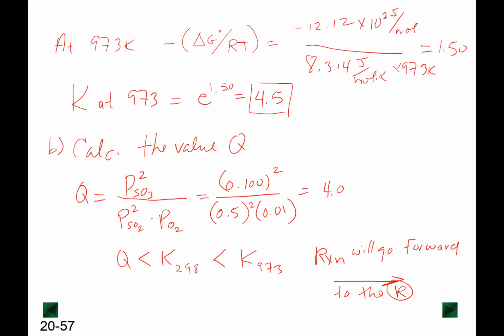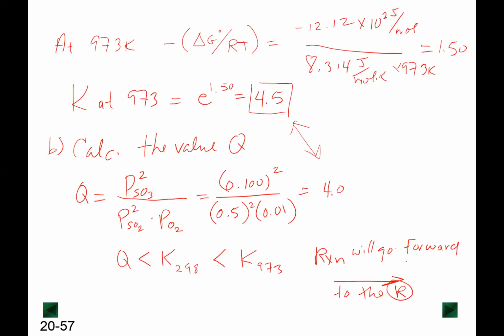So basically at 298, the system is far from equilibrium and will go far to the right. And at 973, it is fairly close to equilibrium, as we can see here. And it still will go to the right, even at the much higher temperature.